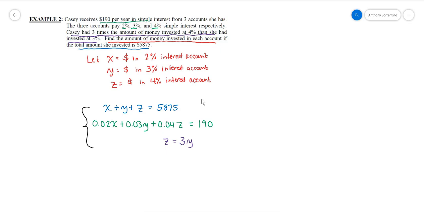There's my system. And to rewrite them, because maybe I don't like having the decimals so much in the second equation, I can multiply the entire equation by 100 and get 2x plus 3y plus 4z equals 190 with 2 more zeros, so 19,000. And I just multiplied both sides by 100. And z equals 3y. So there's my system of equations for this.